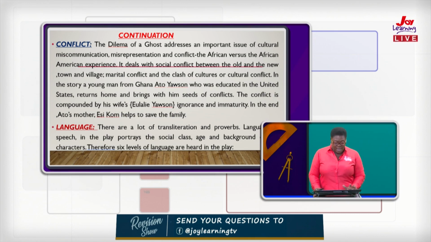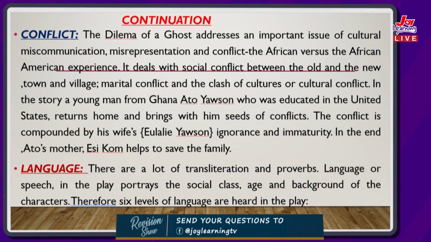Now, in the story, a young man from Ghana, Ato Yawson, who was educated in the United States, returns home and brings with him seeds of conflict. What are the seeds? You'll find out. This conflict is compounded by his wife, Eulalie Yawson's, ignorance and immaturity. In the end, Ato's mother, Esi Kom, helps to save the family. That is what mothers do. Mothers are always there to save us, no matter the situation, okay?